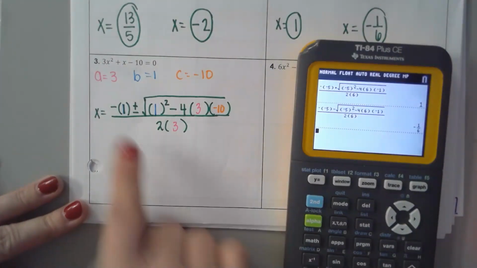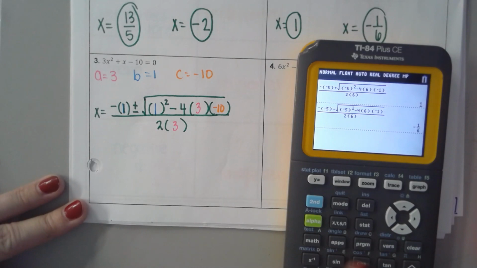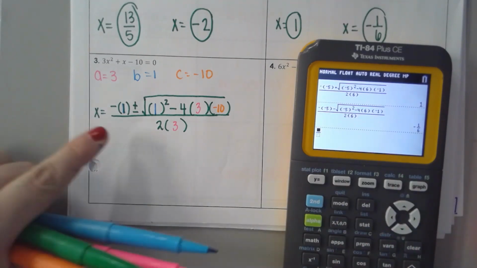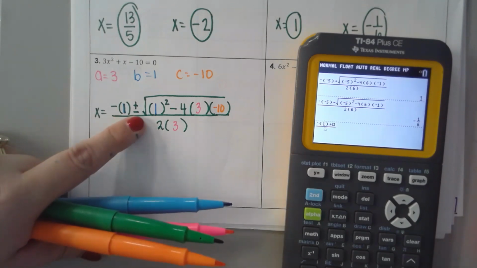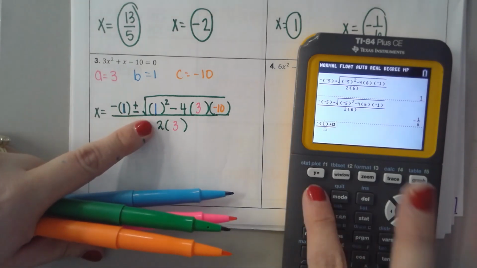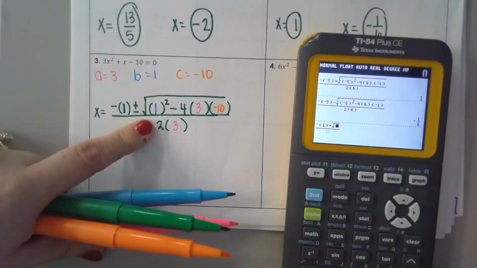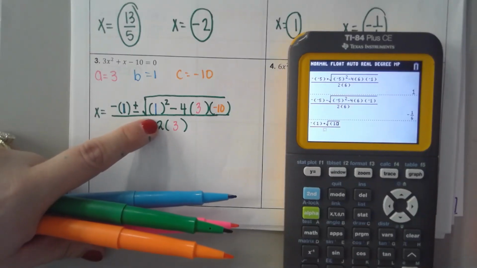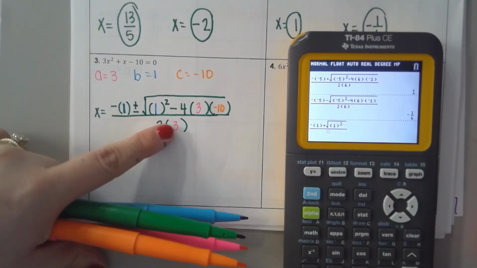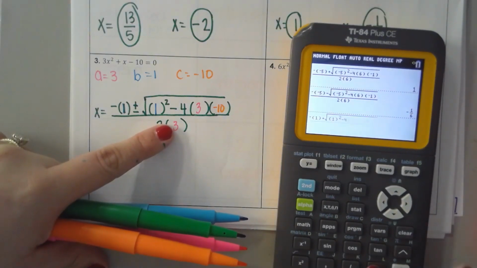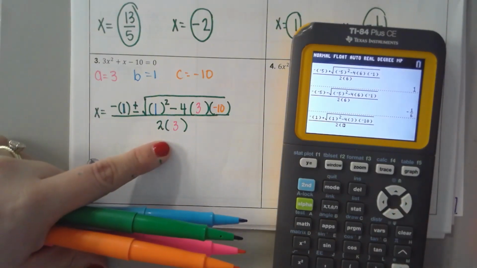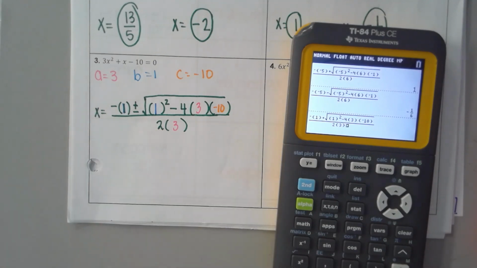So it's negative and then 1 plus square root 1 squared minus 4 times 3 times negative 10. I got a decimal. You can get a decimal. That's okay. A really big one. 1.659. Sure, you can get decimals.